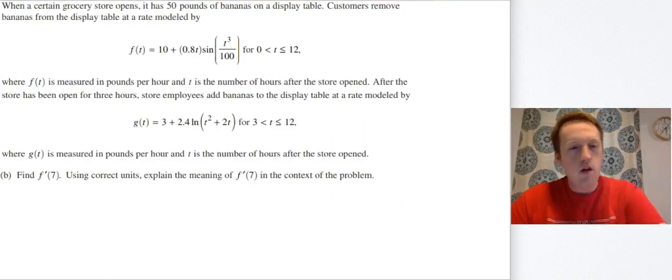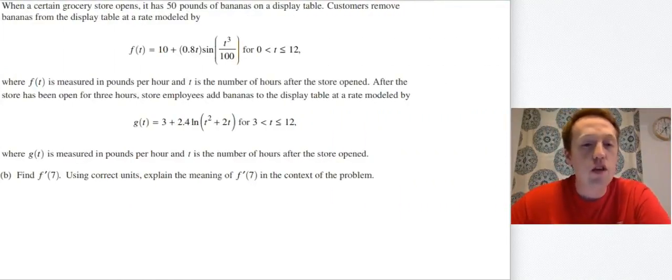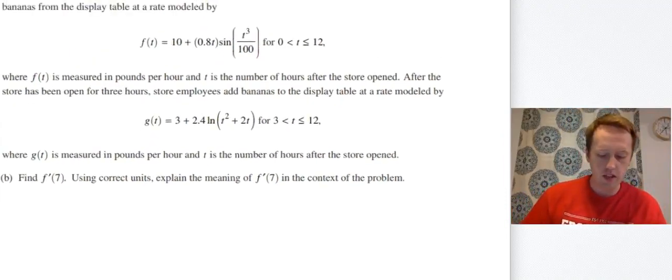Okay. Part B, find f prime of 7. Using correct units, explain the meaning of f prime of 7 in the context of the problem. So this is beautiful. They tell you exactly what to do. They literally say, find f prime of 7. And this is a calculator question. You don't need to sit there and do the product rule and the messy chain rule or anything like that. You just go to the calculator and say, hey, calculator, what's the derivative when t equals 7?